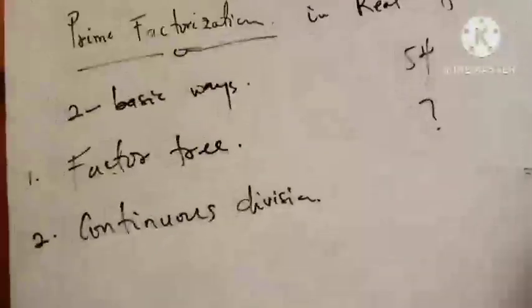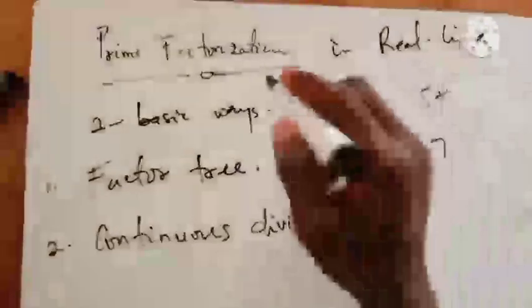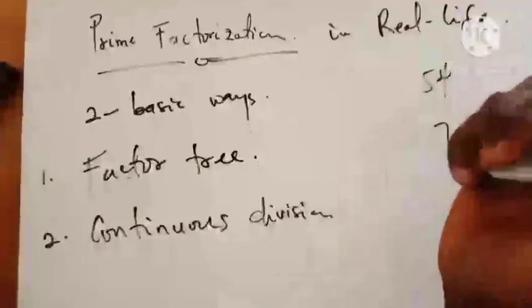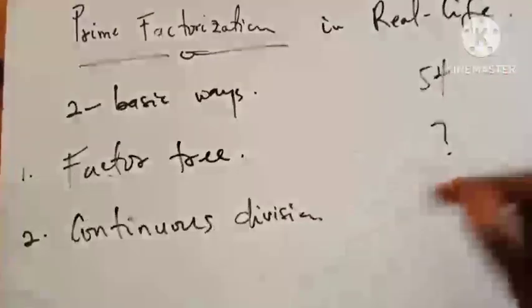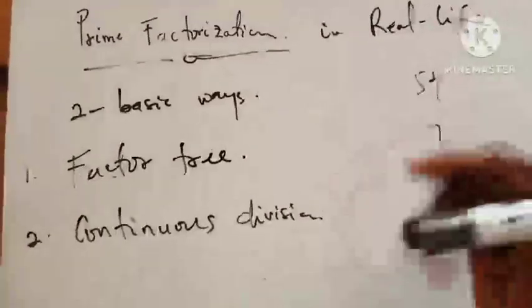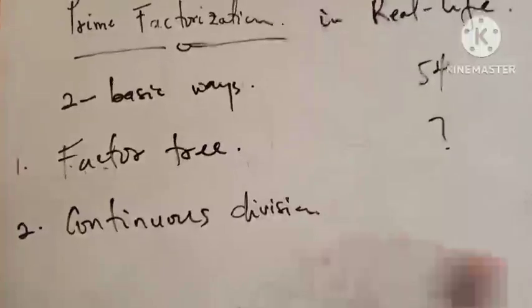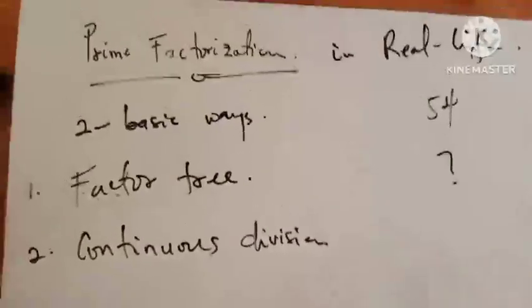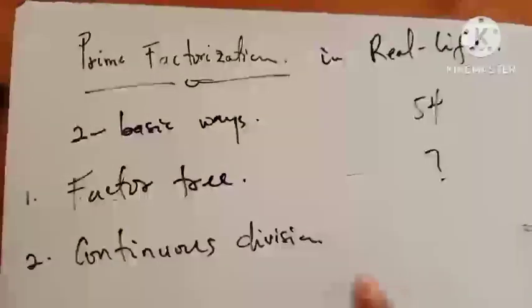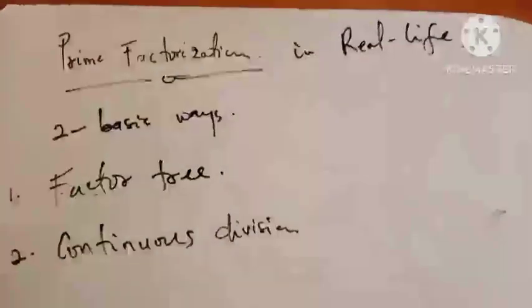Now, the second method of finding the prime factors, or the prime factorization, of a given number is continuous division. As the name implies, we are going to divide a number continuously. It's not a long division. This may be different from a long division. So stay here to the end of the video.